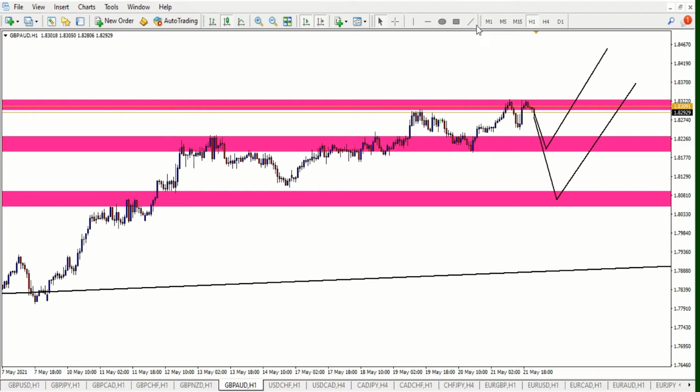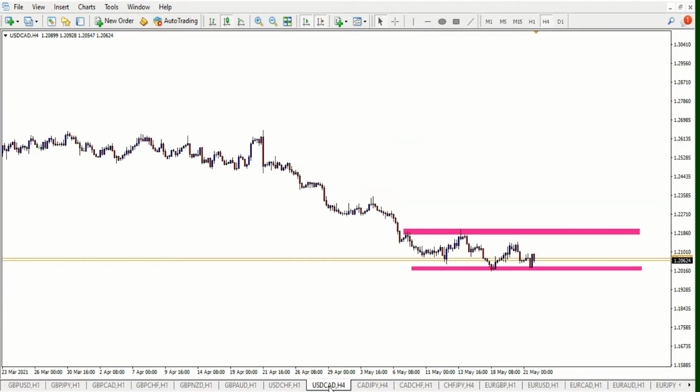That's a possibility. Also, the market could just break through this resistance, come back and retest the now new support, and then the market could continue its way back up. So that's it for the Great British Pound pairs. Now let's move on to the USD CAD.